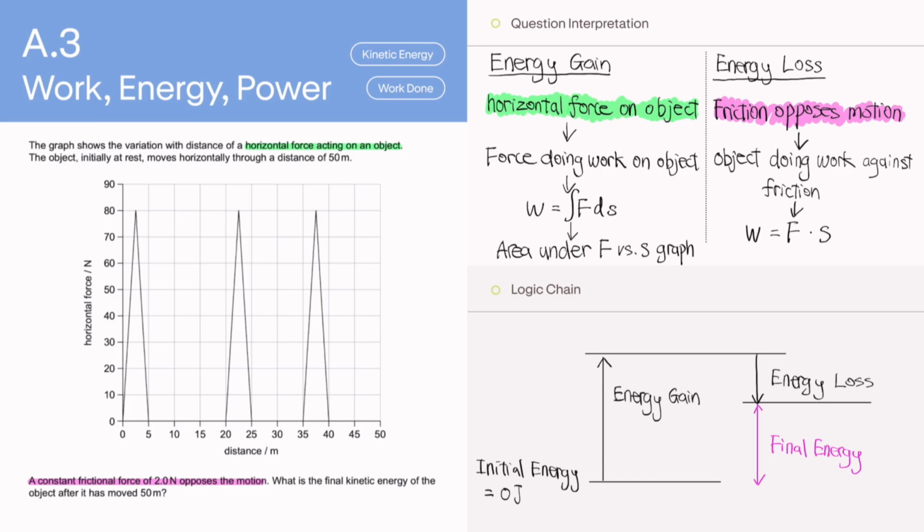Here's something extra for you to think about. What if the initial velocity wasn't 0? How would you work out the final energy then? Drop your ideas in the comments. I'd love to see how you would tackle it.